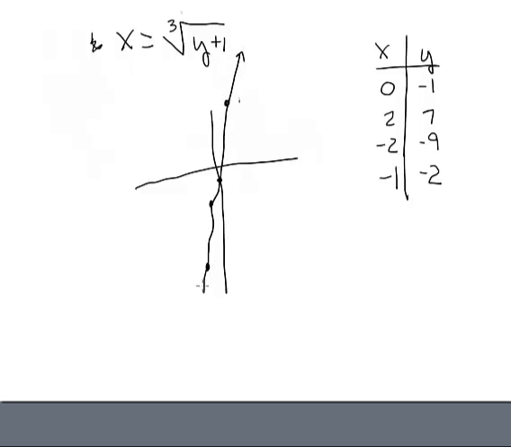So the graph is not linear. The graph is making something more like a cube root of x kind of graph. So it's a little bit different. It's not quadratic and it's not linear.